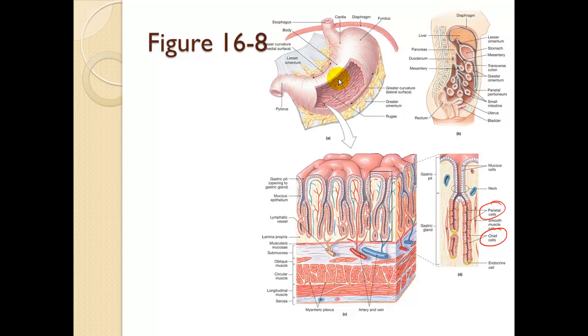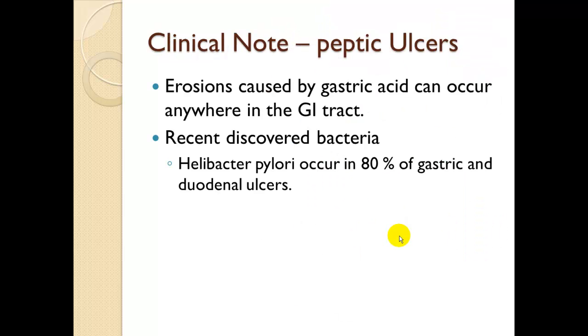Just thinking right now before we get to the next slides: what do you think would happen if you get a high amount of hydrochloric acid up into the esophagus? That's what we're going to talk about as far as heartburn and things like that. Now, peptic ulcers are a little bit different, in that they will erode the actual walls of the stomach itself. Which brings us to our clinical note: peptic ulcers.